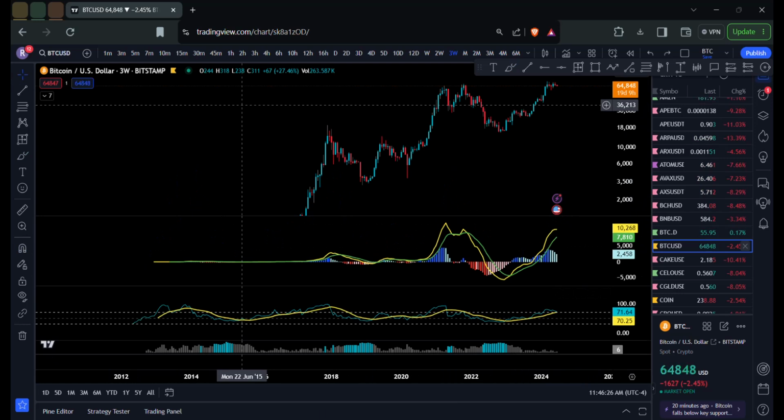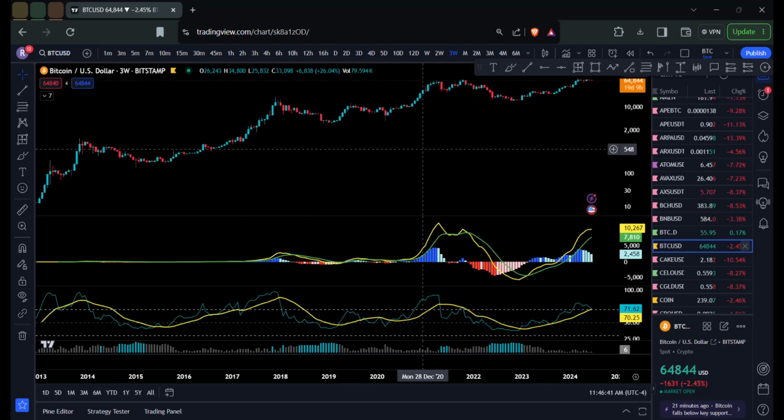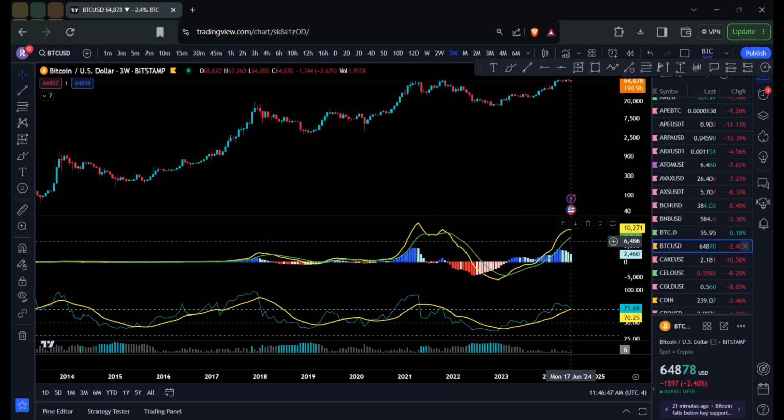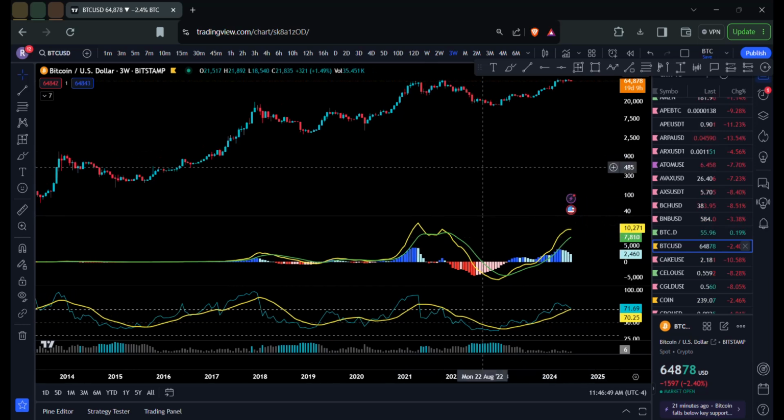So forget the news, forget the ETFs, forget the tokenization of the cryptos, forget about BlackRock and who's buying Bitcoin, forget about that. I just showed you 12 years of history. Very simple confluence, very simple confirmations. Now, what hasn't happened is the death cross.